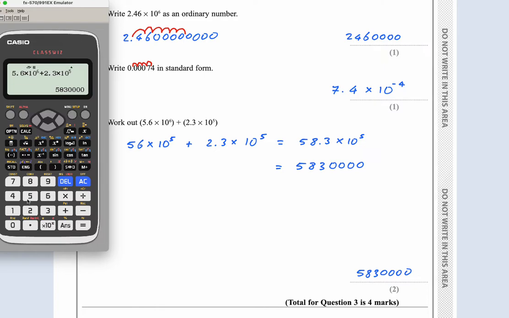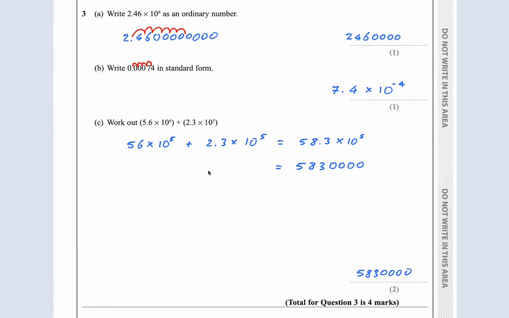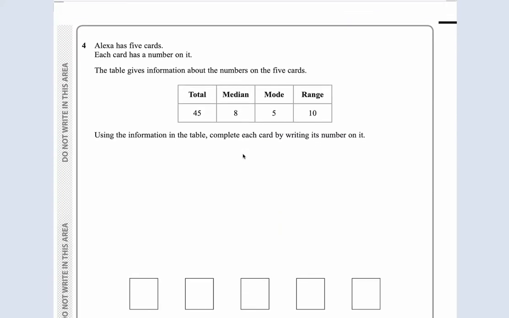Just to be clear, 58.3 times 10 to the power of 5 like this is 5, 8, 3, 0, 0, 0, 0, like we have here. So you can use your calculator to help you, but again, try and show as much working as possible.